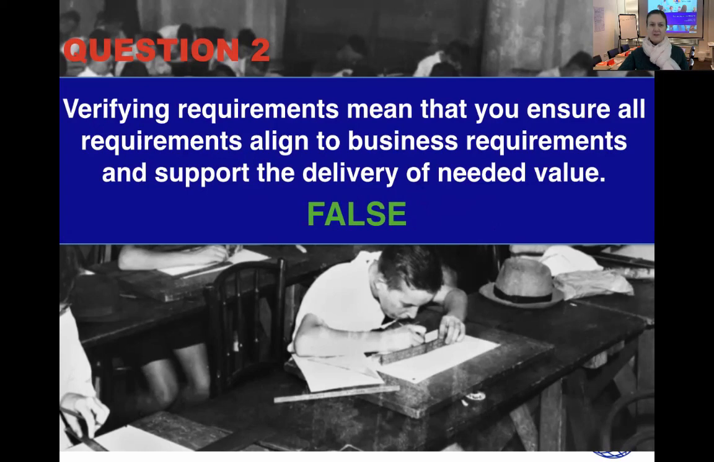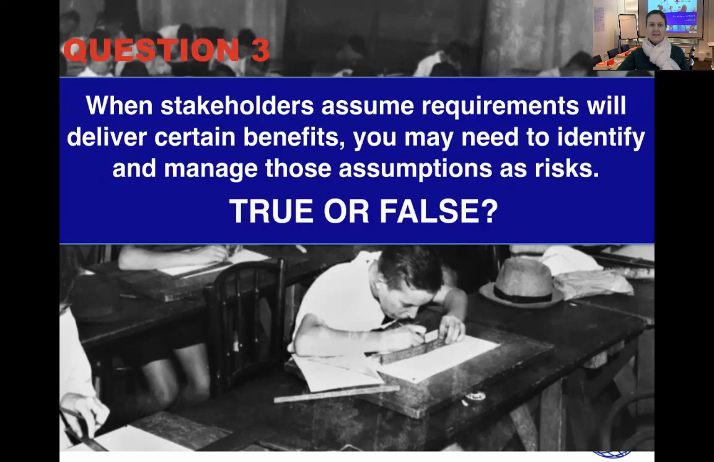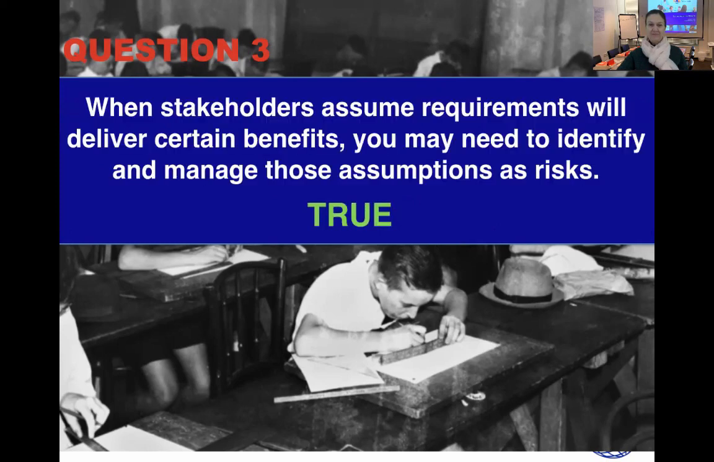All right, question 3. When stakeholders assume requirements can deliver certain benefits, you may need to identify and manage those assumptions as risks. Is that true or false? 3, 2, 1. True. We said just before that sometimes that might happen.